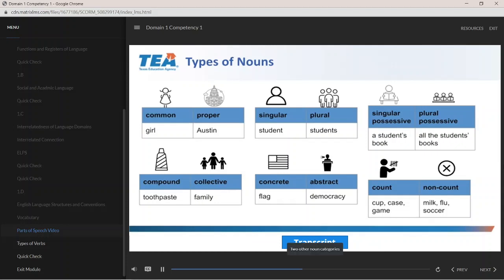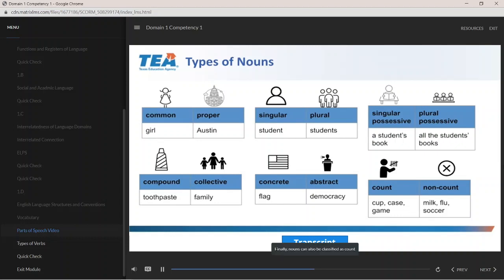Two other noun categories are compound nouns, referring to compound words that are nouns, like toothpaste, and collective nouns, denoting groups, like the word family. Nouns can be concrete, like a flag, or abstract, like the concept of democracy.